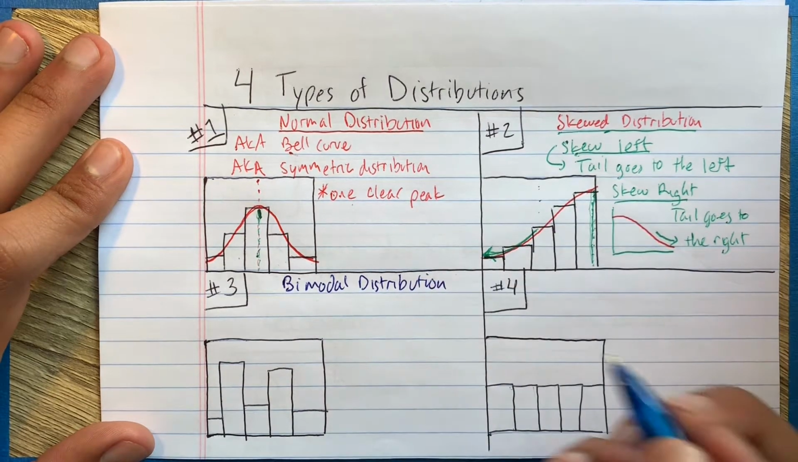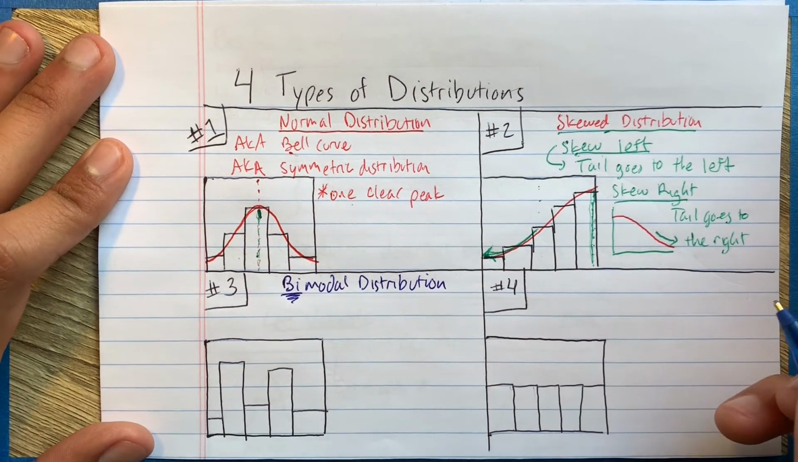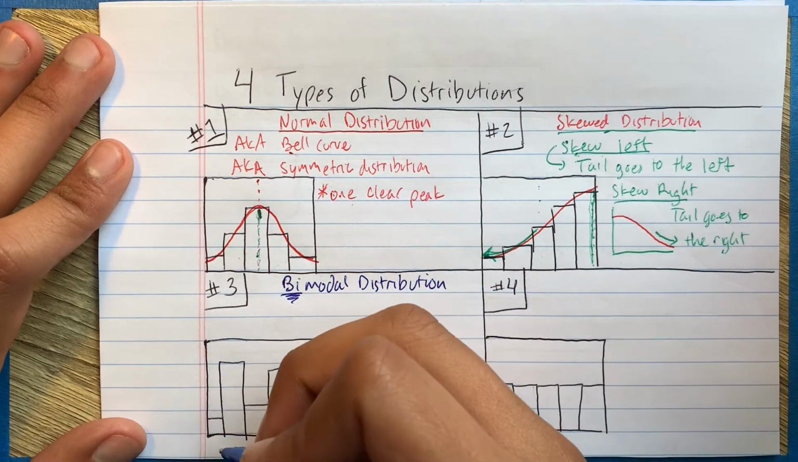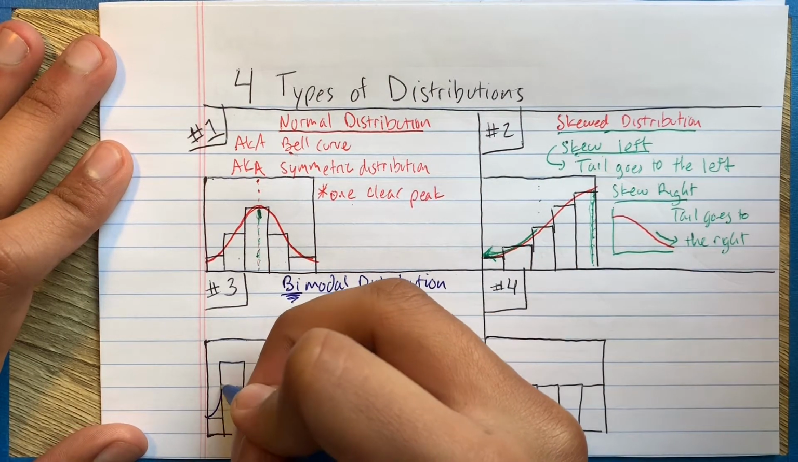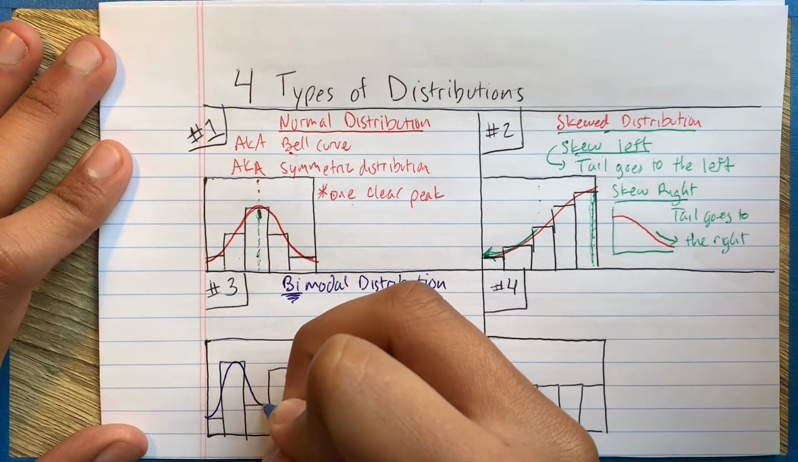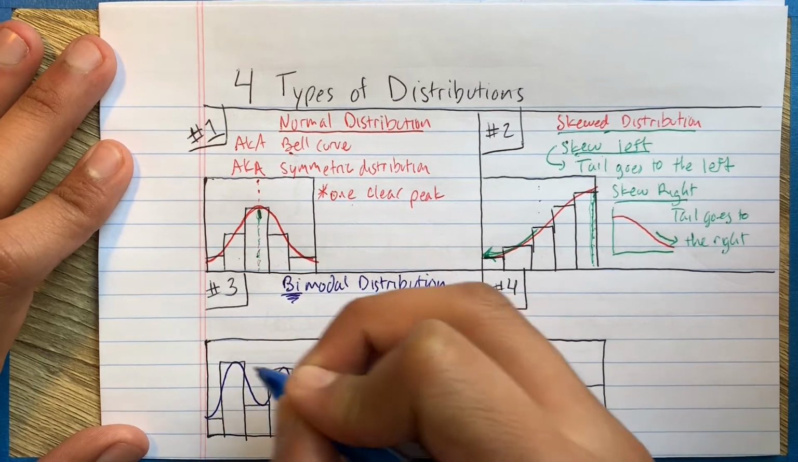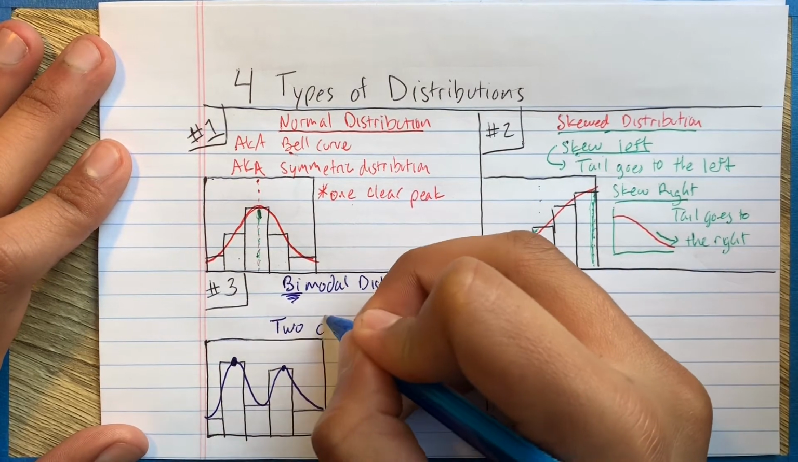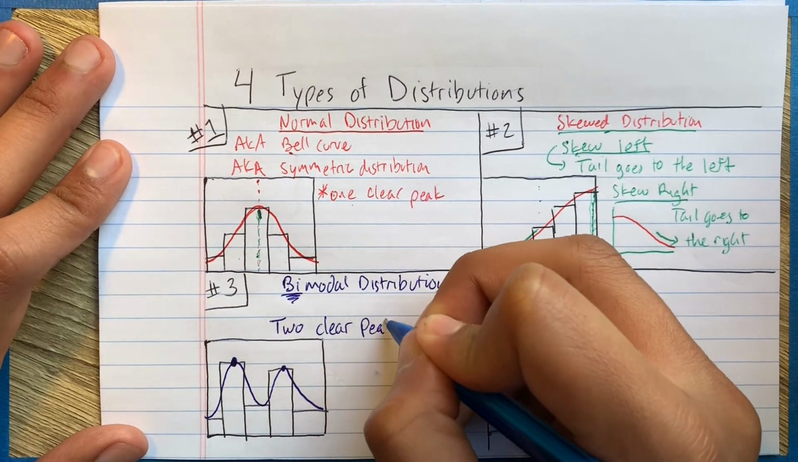And let's think about what that means. The prefix bi means 2. So as you can see in this curve, the set of data has 2 peaks. It has a peak here and it has a peak here. So this has 2 clear peaks. Okay?